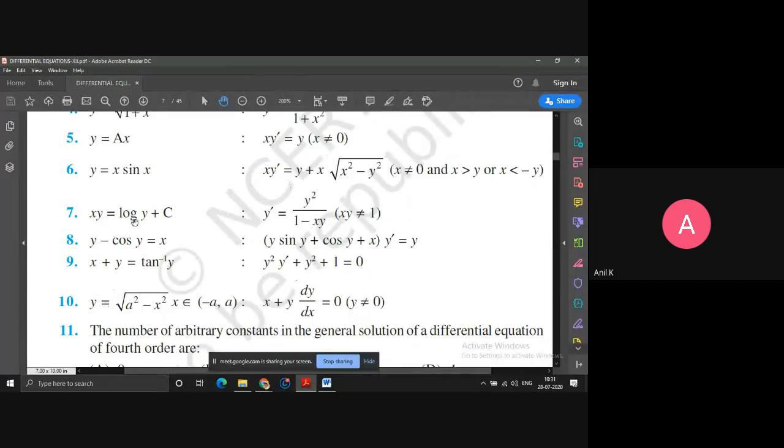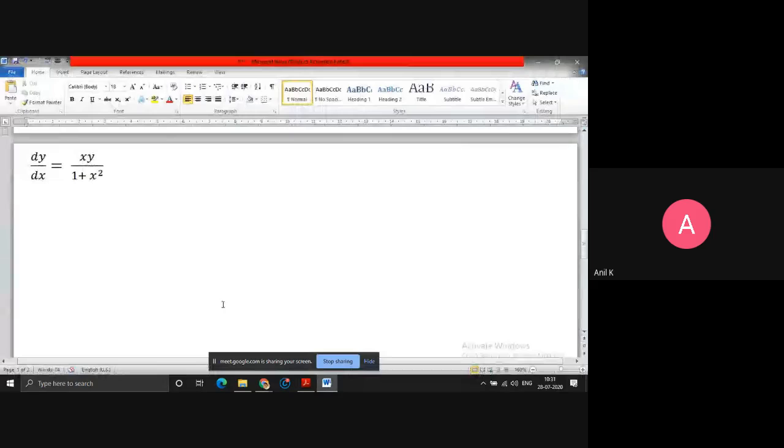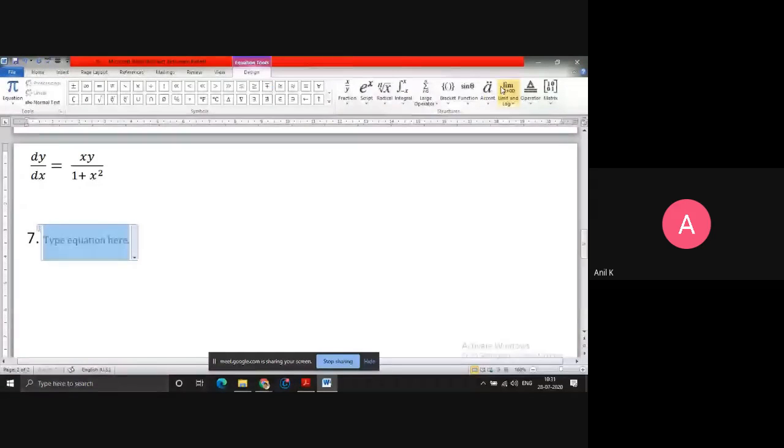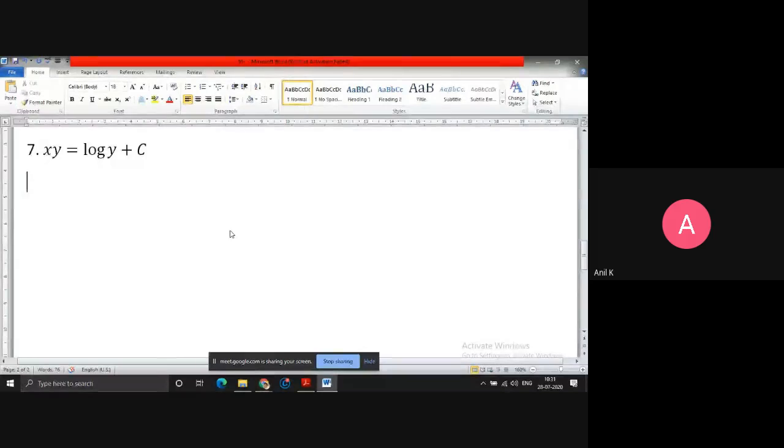xy equals log y plus c. Okay. This is question number 7. xy is equal to log y plus c. In most of the questions, they use this c, where c is some constant. I think in the integration chapter we discussed, when I integrate I keep plus c. So that's why everywhere here they keep the c.